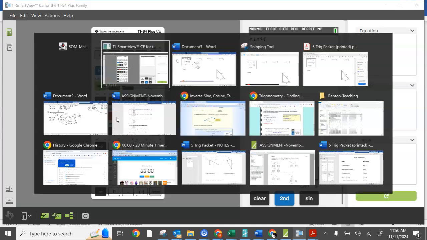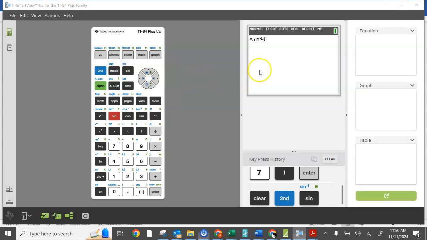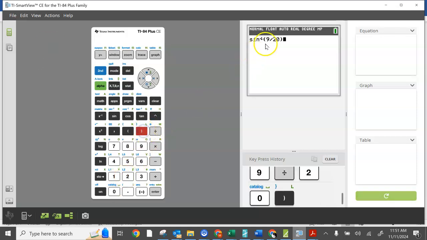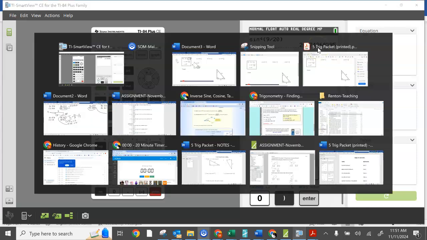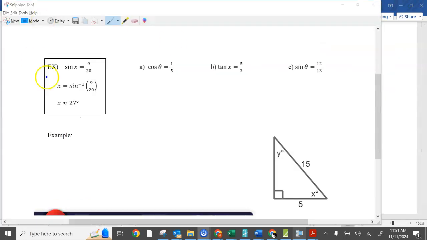And then what you're going to do is put in the ratio of the sides, right? So if we do 9/20, we're going to do 9, and it's important that a fraction is division, divided by 20, okay? So it's got to be 9 divided by 20, and then you hit enter. And then you get 26.74, which is what we should get. Of course, we're rounding to the nearest whole number, so that would round to 27, okay? So that's how you get 27.